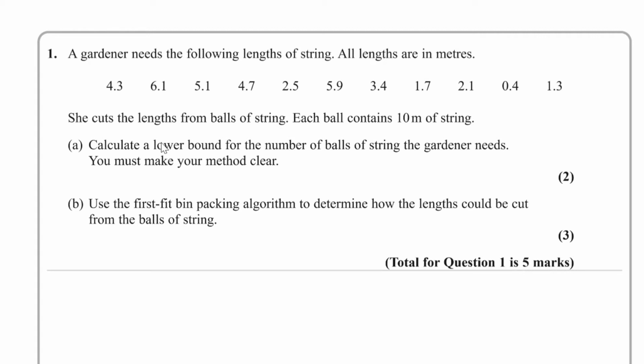Question number 1. A gardener needs the following lengths of string. All lengths are in meters. So here we have the lengths of the strings in meters. She cuts the lengths from balls of string. Each ball contains 10 meters of string. For part A, we have to calculate a lower bound for the number of balls of string the gardener needs. You must make your method clear.